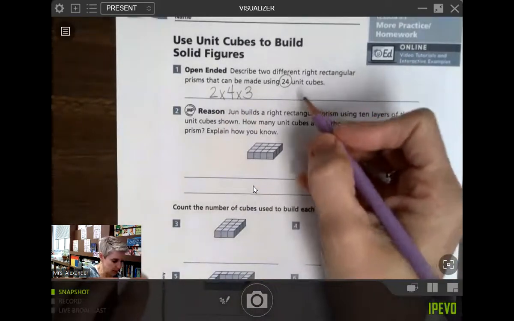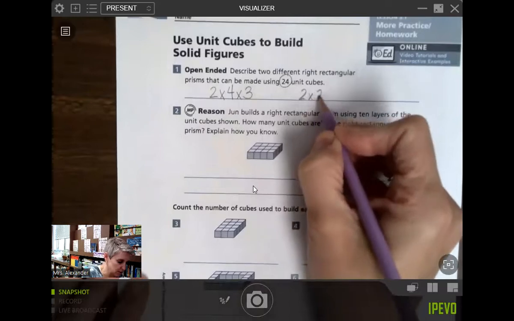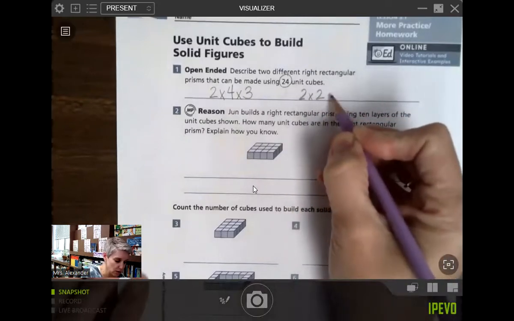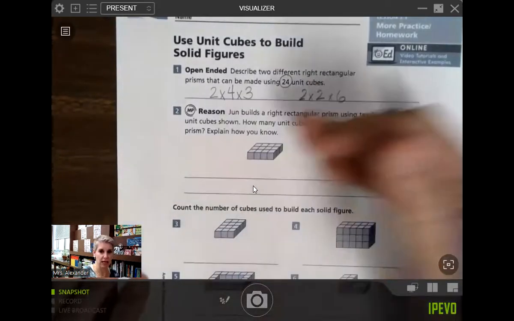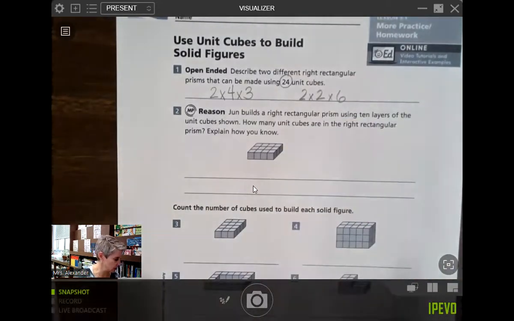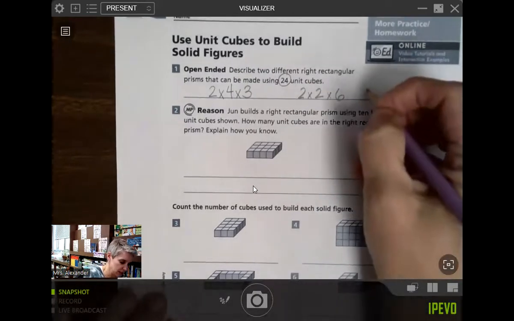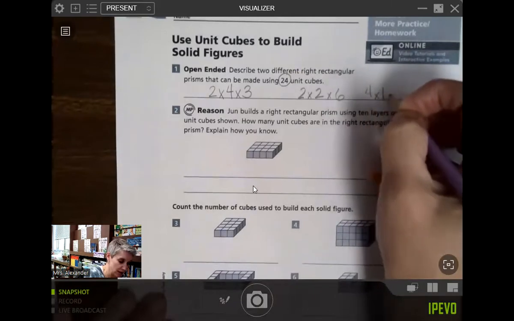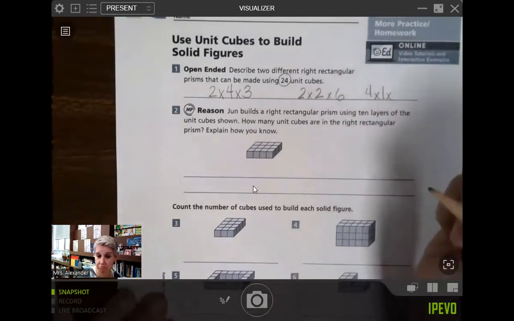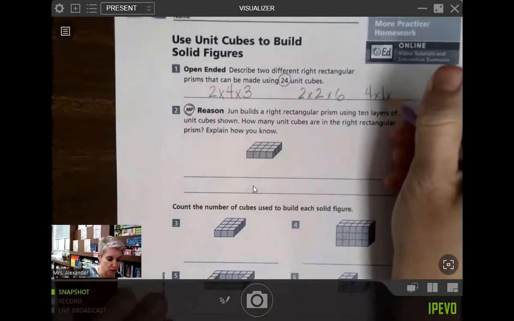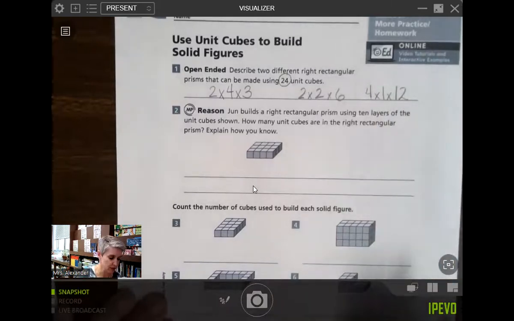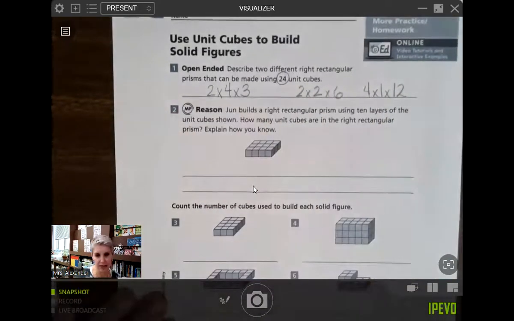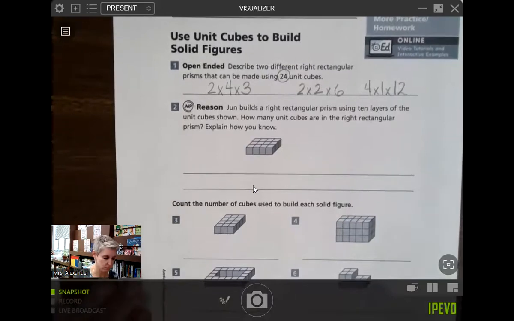So I have a length and a width and a height. I could also do 2 times 2, that equals 4, times 6 would get me to 24. There are a lot of different ways you could answer this question. What if I had a length of 4 and a width of 1, how high would it need to be? It would have to be 12 cubes high. So there are a lot of different ways you could answer this one.